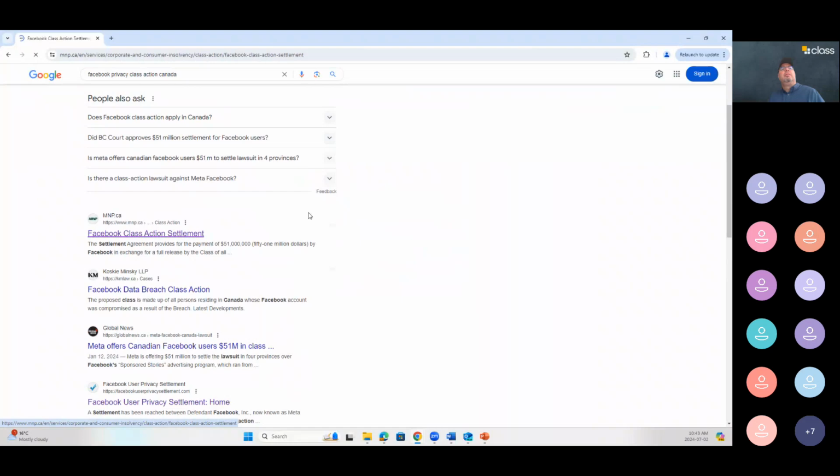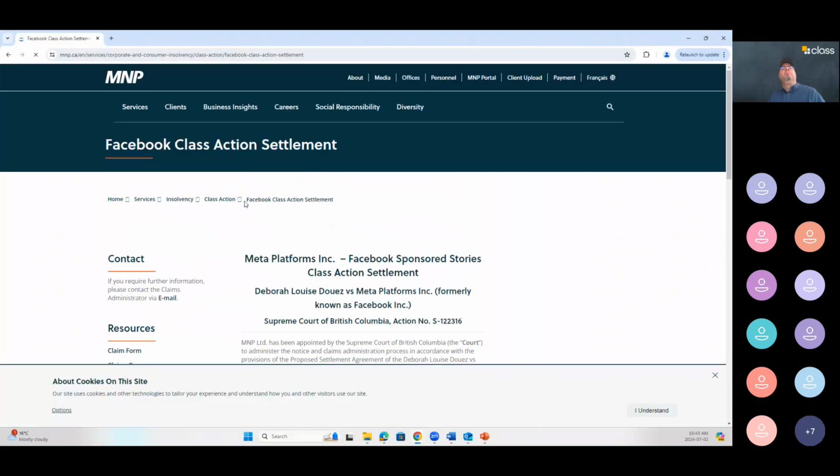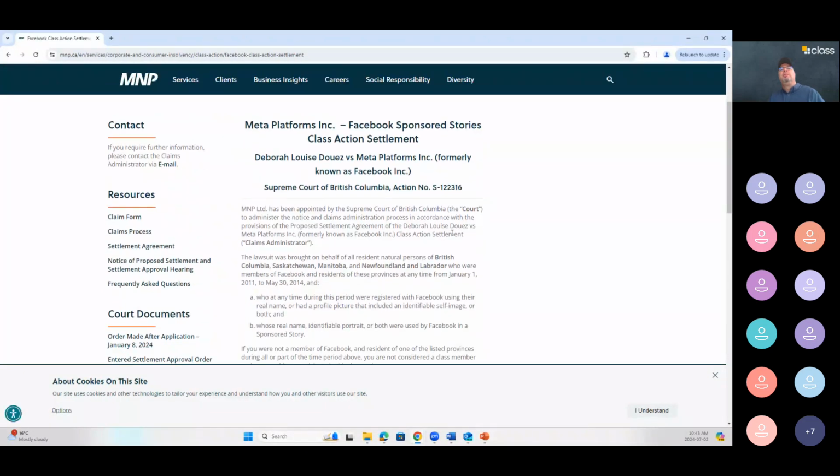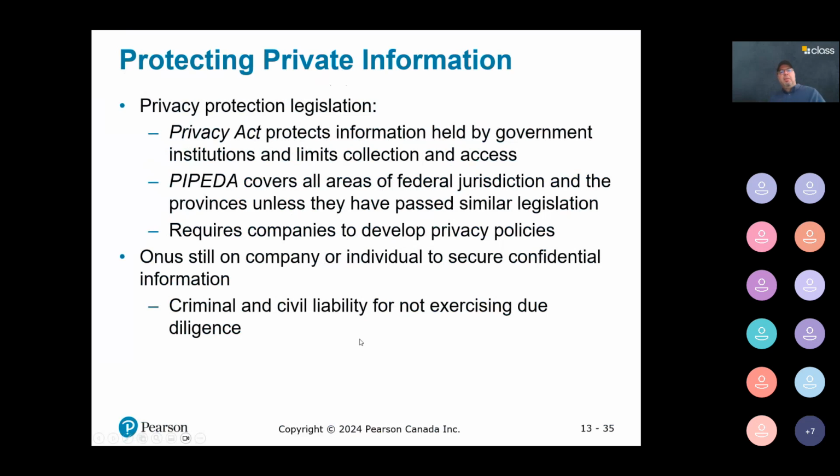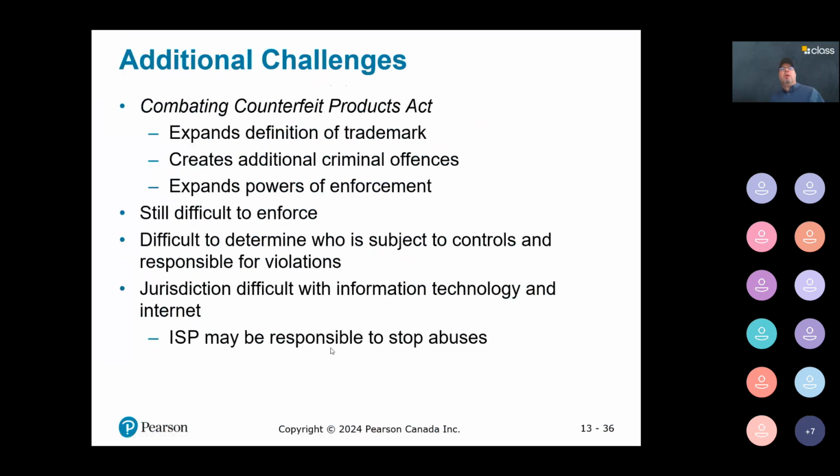Oh, yeah, the information is here. So if you were a member of Facebook, if you lived in BC, Saskatchewan, Manitoba, etc. I think I had shared this with you before. So this class action was only possible because of the BC Privacy Act. There was a privacy violation here. So that's what I wanted to share with you about privacy.